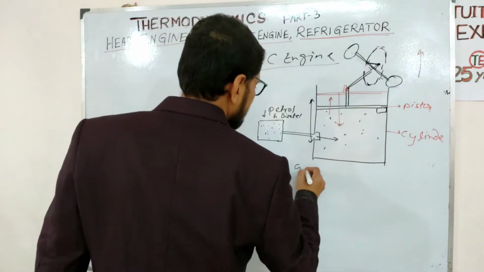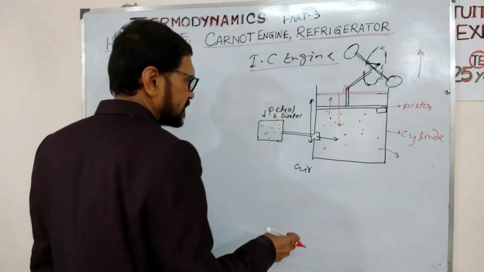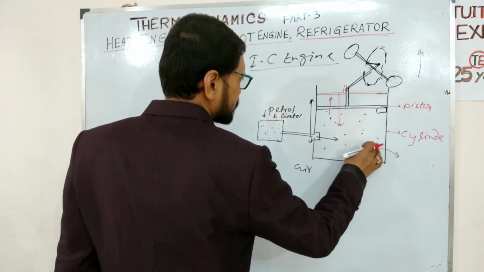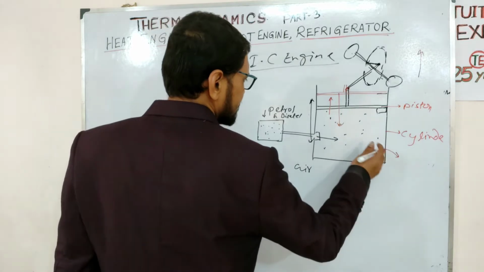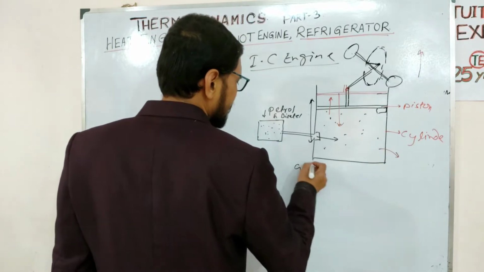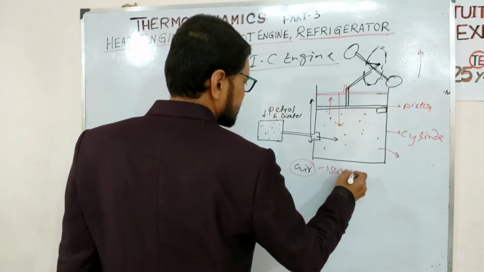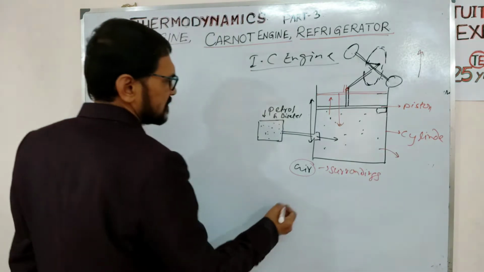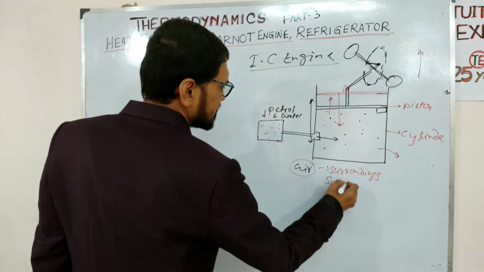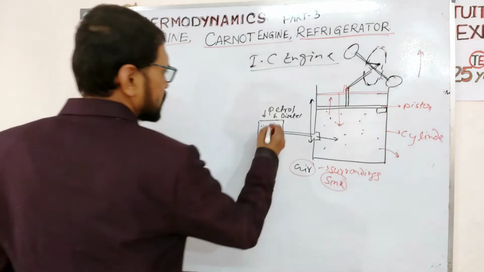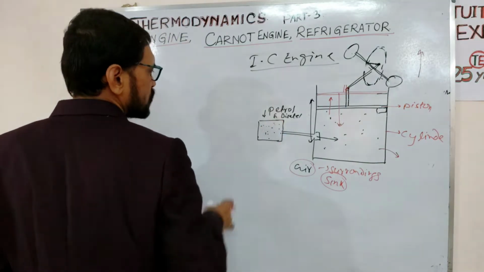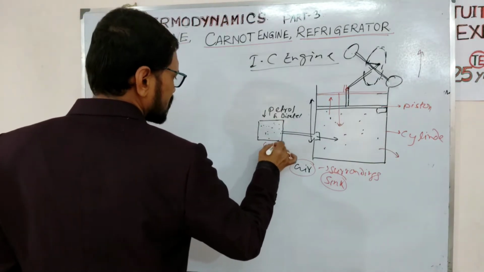Now, the surrounding is air. Hot gas is ejected from every IC engine into the air, so the air is called the surroundings, and it is also called the sink. Air is the sink, and where petrol and diesel burn and heat is produced is called the source.